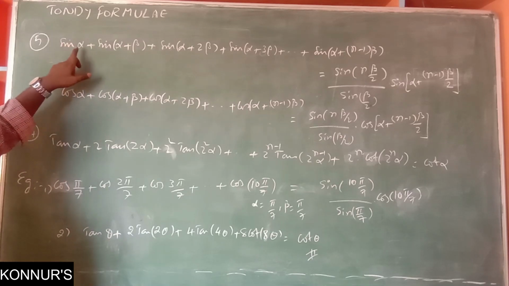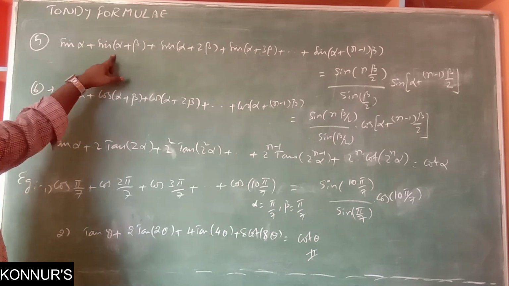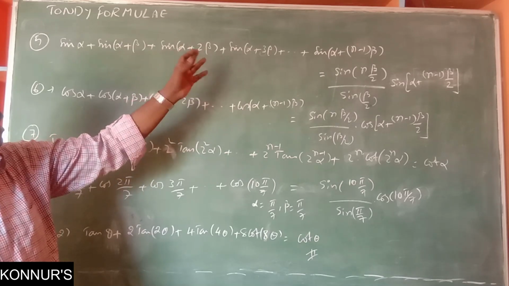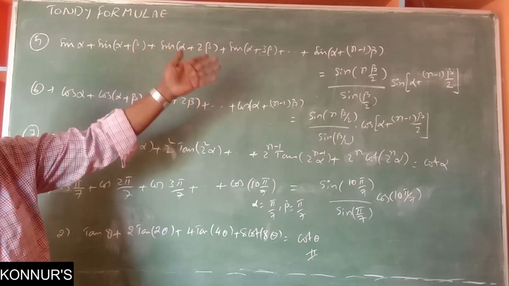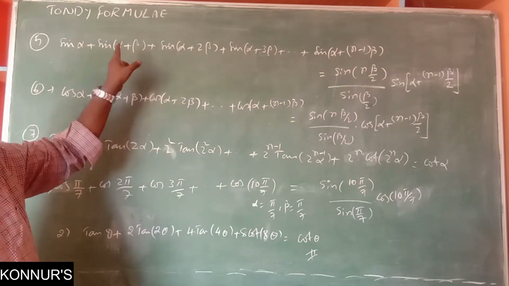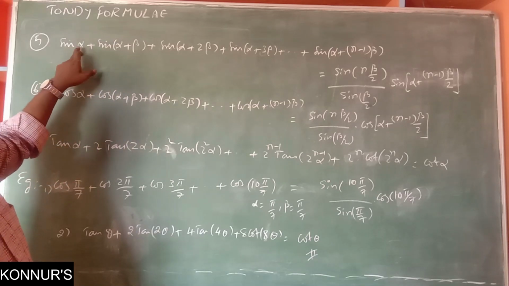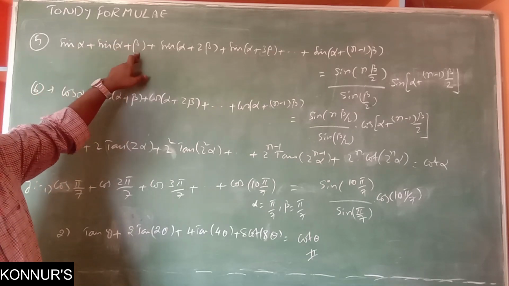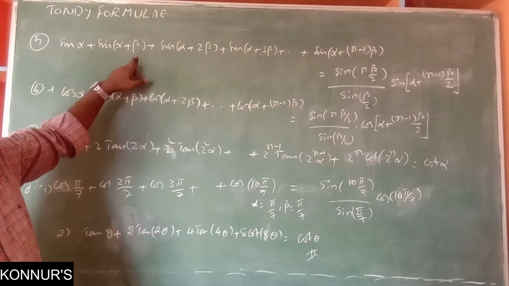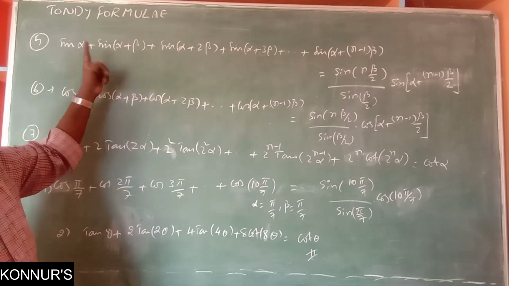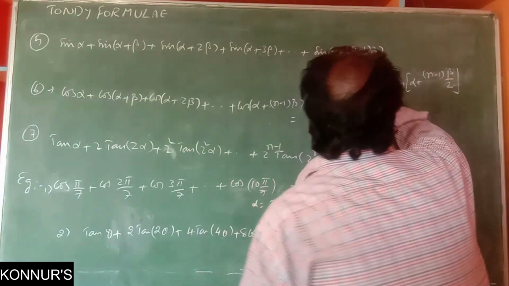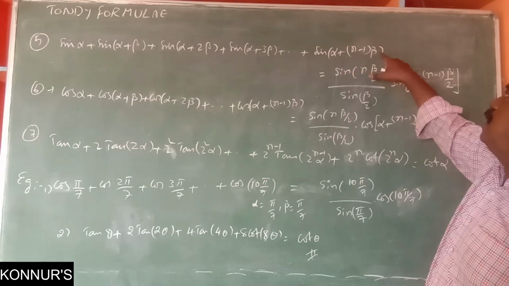Okay. Next, these 3 are also important. The fifth one: sin alpha plus sin of alpha plus beta, sin of alpha plus 2 beta, alpha plus 3 beta, and going on up to the last term, alpha plus n minus 1 beta. In these angles of sine, if you observe, alpha is the first term and a common difference beta is added. So these angles are in AP. Here, the last term is alpha plus n minus 1 beta.